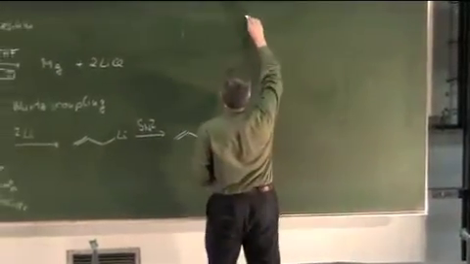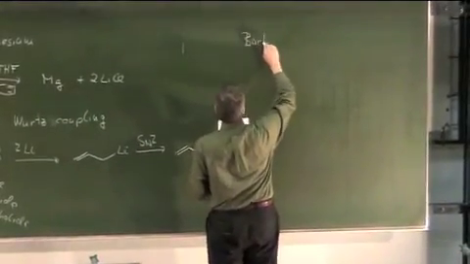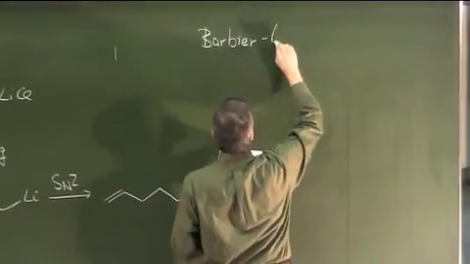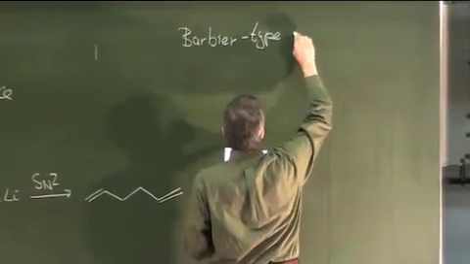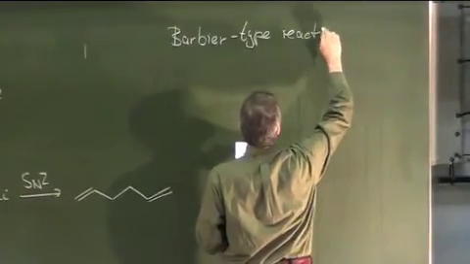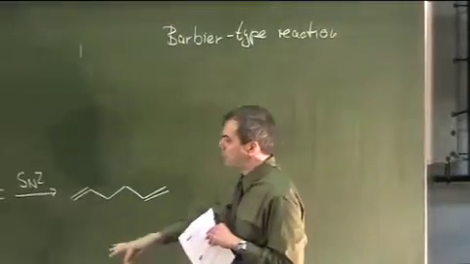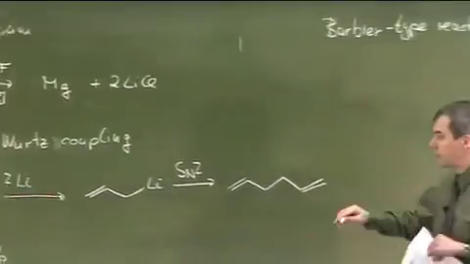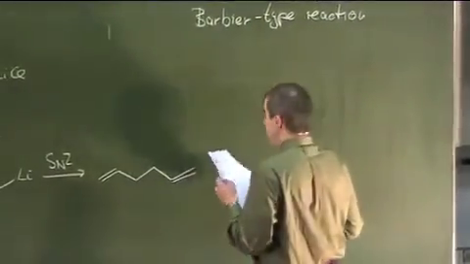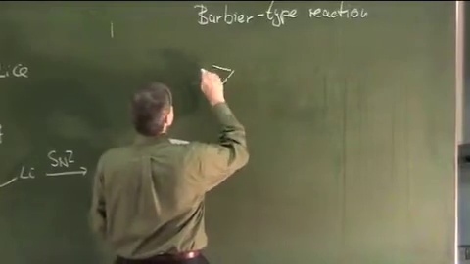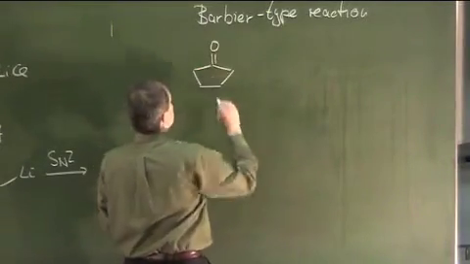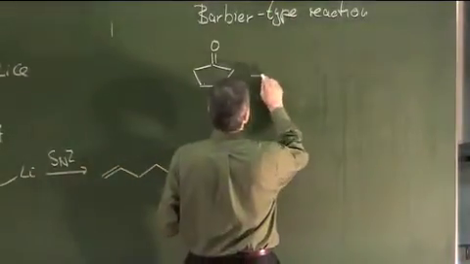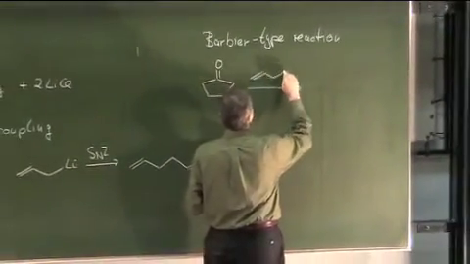And this is the so-called Barbier type reaction, which is especially suitable if you want to prepare organometals from allylic, benzylic, or propargylic compounds, in that you can have the electrophile you would like to react it with already present in your reaction flask.